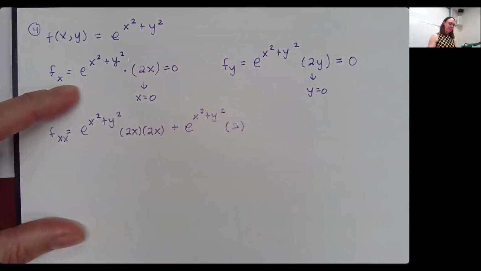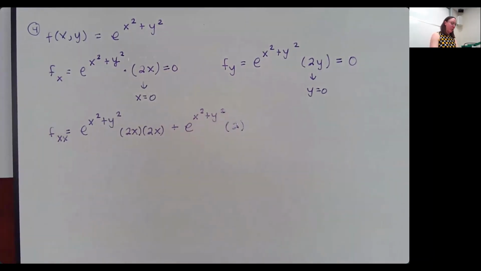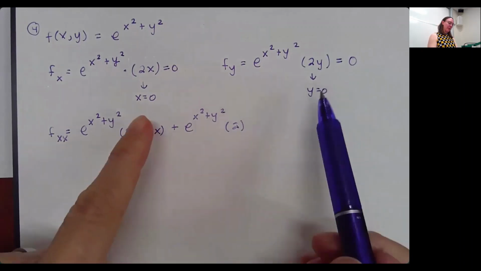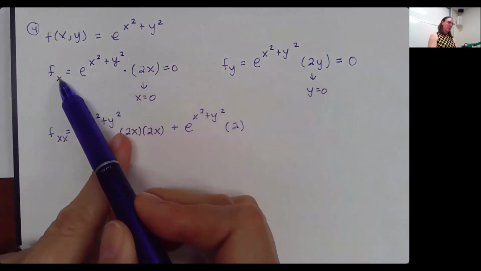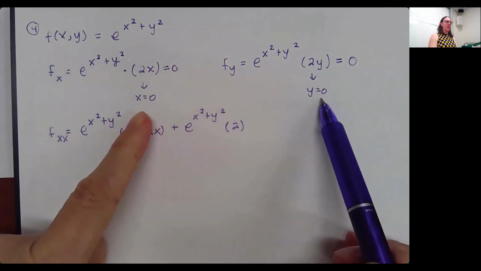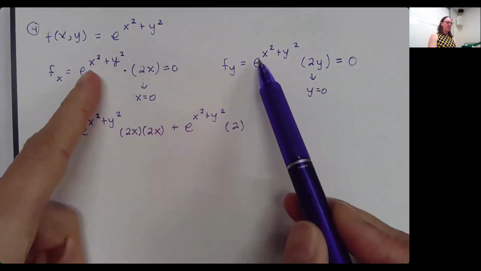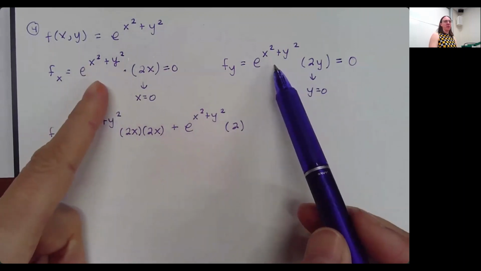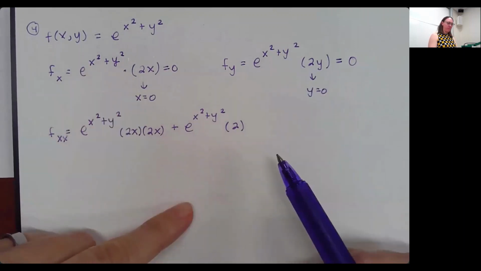So do you know that the point is 0, 0? Yeah, I know the point is 0, 0. There isn't any other point that could happen. Why? So 0, 0 makes both my first partial with respect to x and the partial with respect to y equal to 0. E to the x squared plus y squared will never be equal to 0. So the function is just 2x.